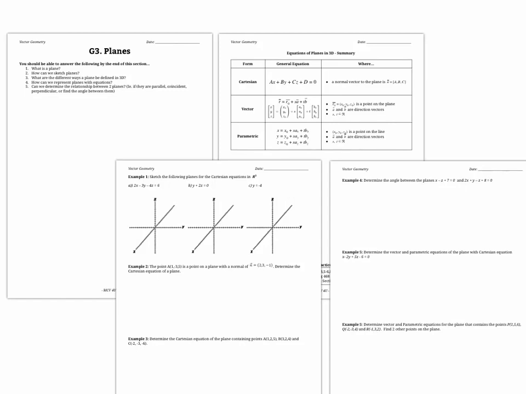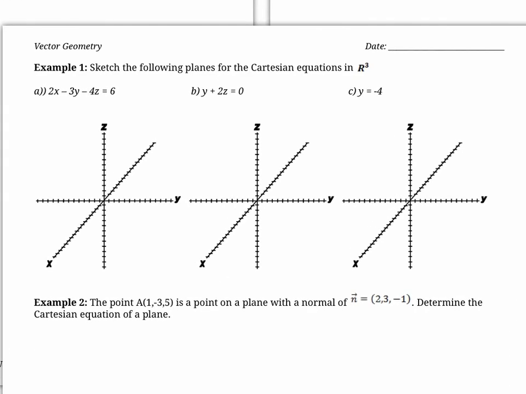Here we're going to do some examples of how to express planes and equations and sketch them and things like that. So let's start with example 1. Sketch the following planes for the Cartesian equations in R3 or 3D space. First one, 2x minus 3y minus 4z equals 6.